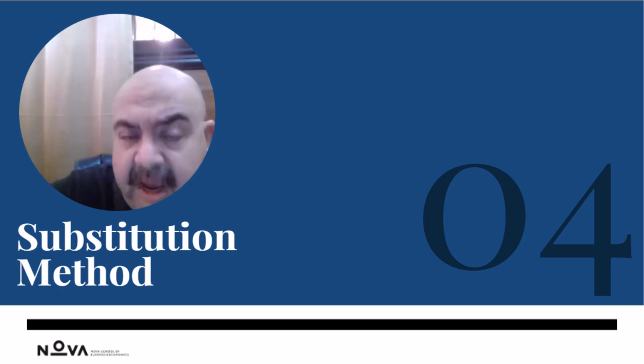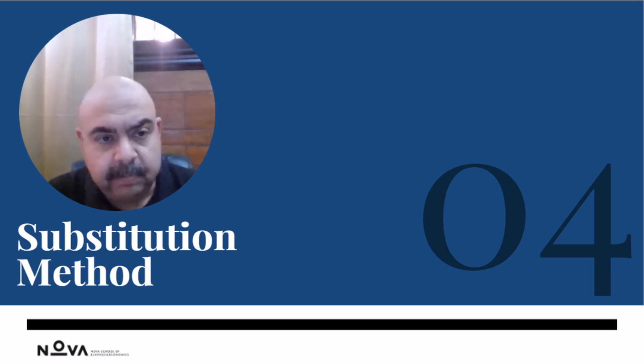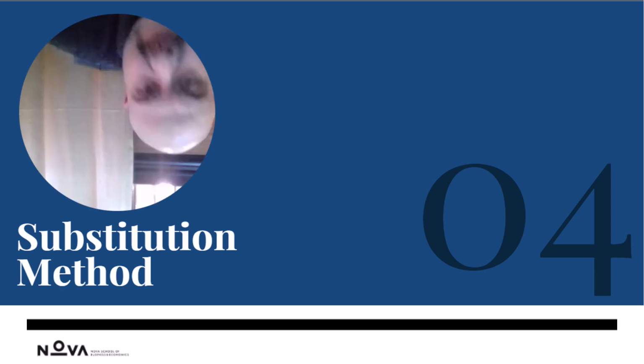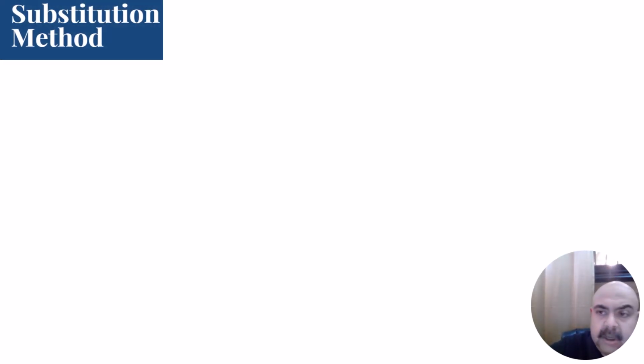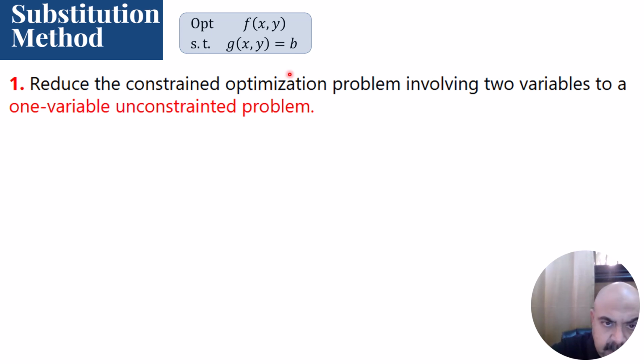The idea is really very simple. All I have to do is to substitute by the constraint in the main function that we need to discuss its optimality. And this is really very simple. I will take the constraint function, reduce it, and then substitute in the main function, and the problem will be reduced from a constrained optimization problem involving two variables into one variable unconstrained problem.